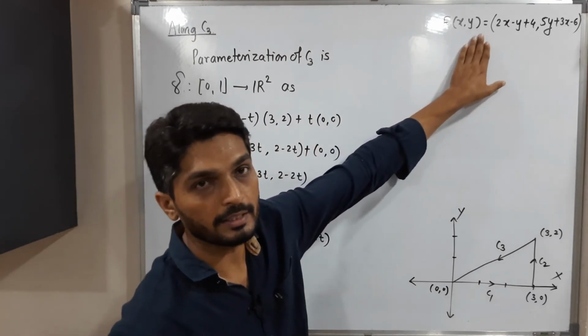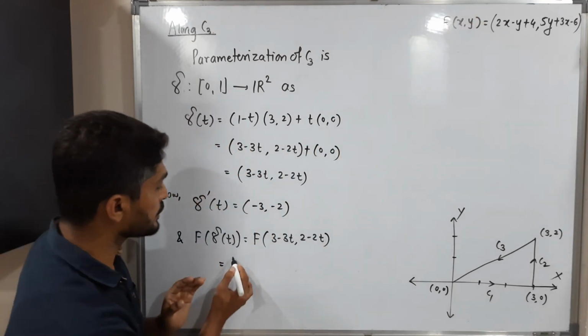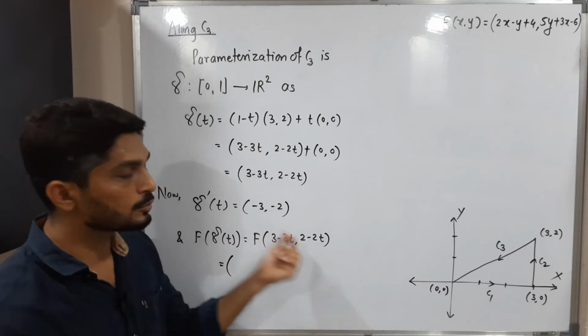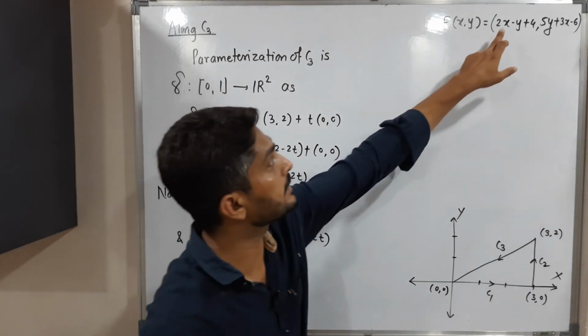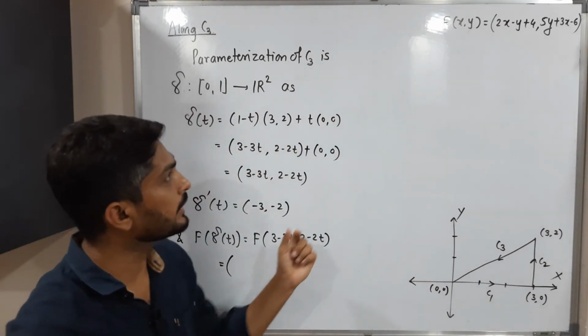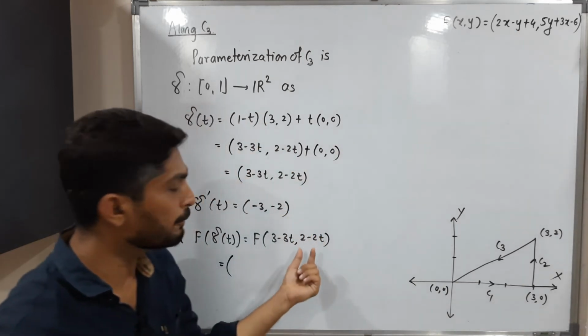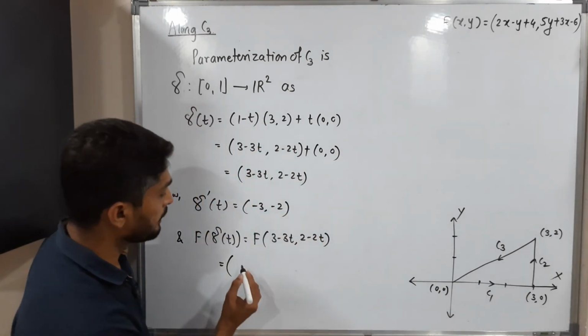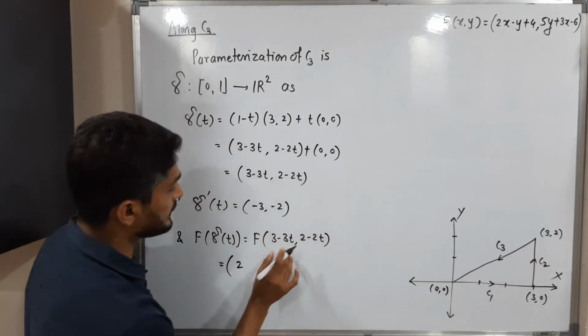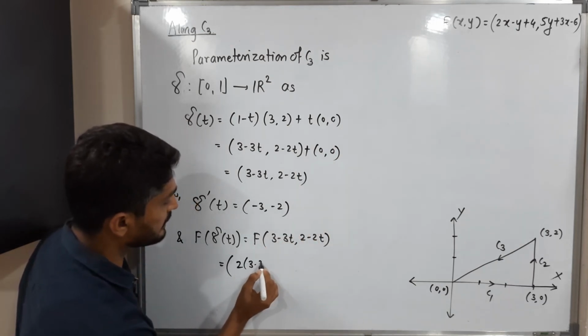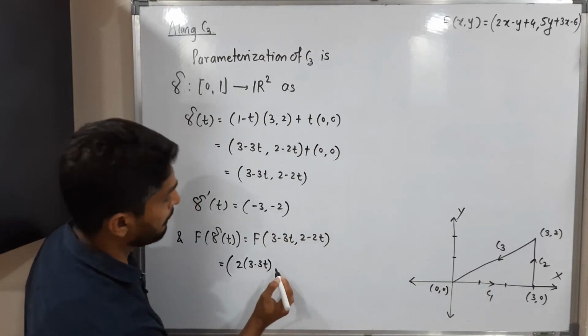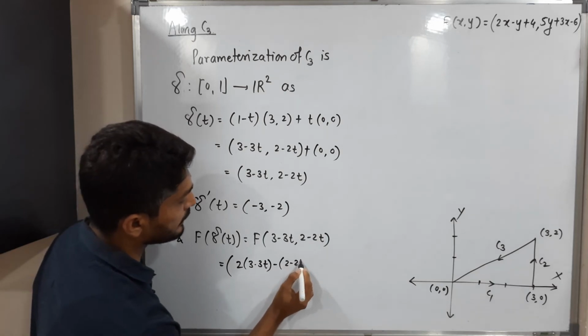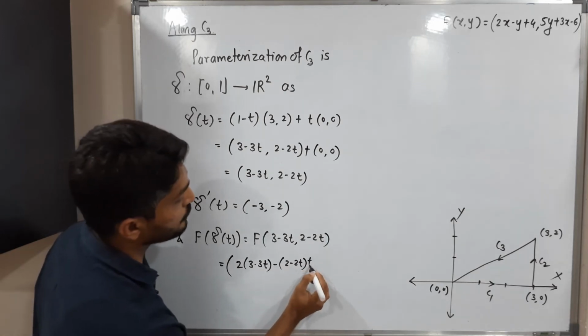Getting this definition, we have to follow it now to find its value. So this is x, this is y. At the place of x, I'm going to put this one, and at the place of y, I'm going to put this one. So let us see what we'll get. 2 into x, that means 2 into (3 minus 3t), minus y, that means minus (2 minus 2t), plus 4, comma.